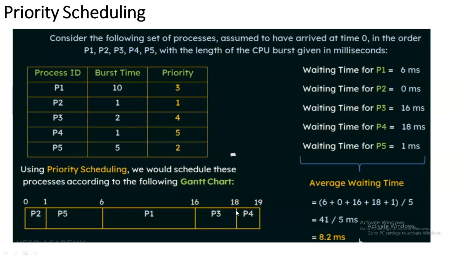Finally, we are left with only one process, which is P4. So P4 will be scheduled. The burst time of P4 is 1. So 18 plus 1, the completion time of P4 is 19.